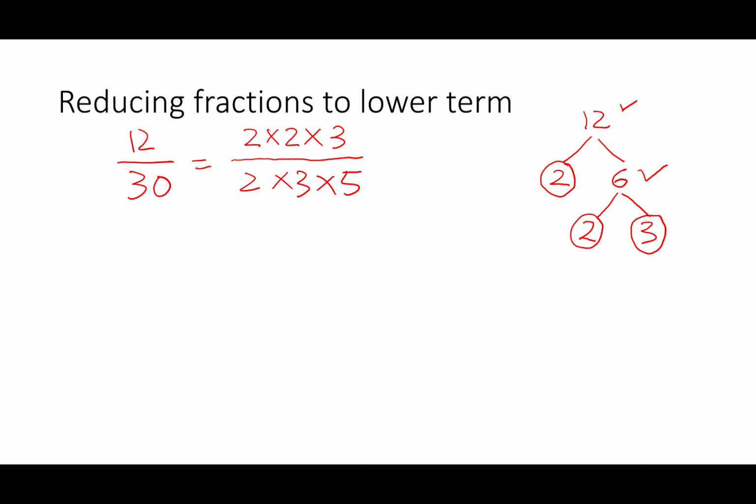Once we have split the numerator and denominator into their prime factors, step number 2 is to cross out any common factors. You will notice that we have 2 times 3 here and 2 times 3 here. Now they are common to both the numerator and denominator, so therefore we can cross them out, and when we do that, we are left with 2 over 5. So therefore, the fraction 12 over 30 is reduced to 2 over 5.